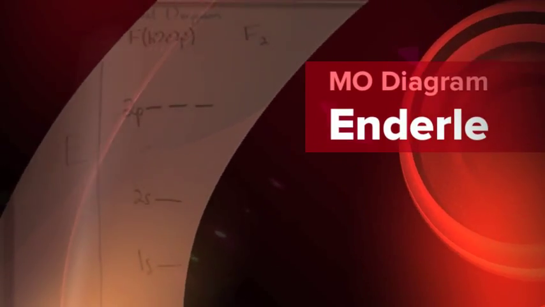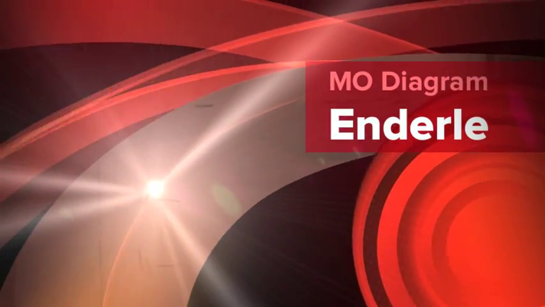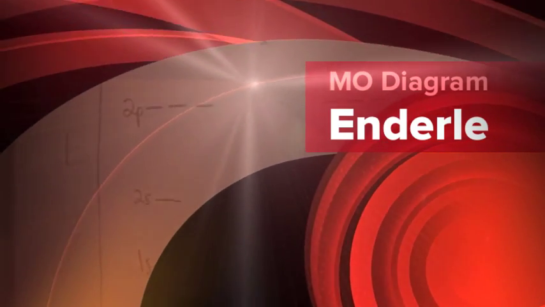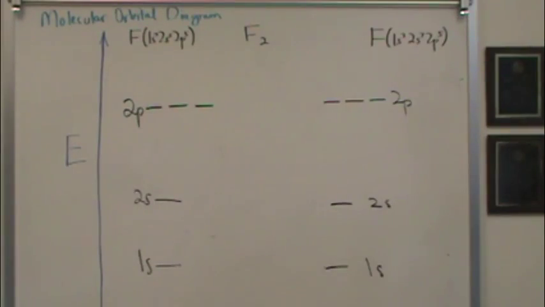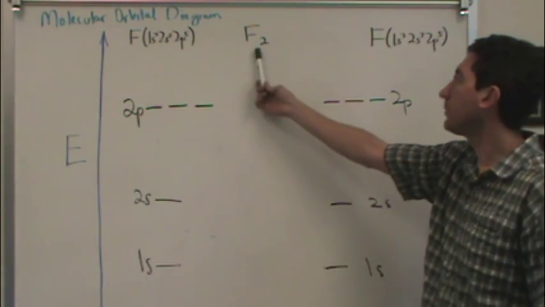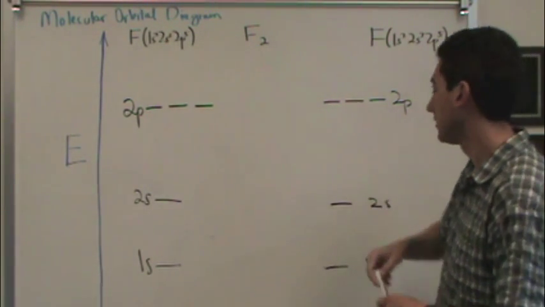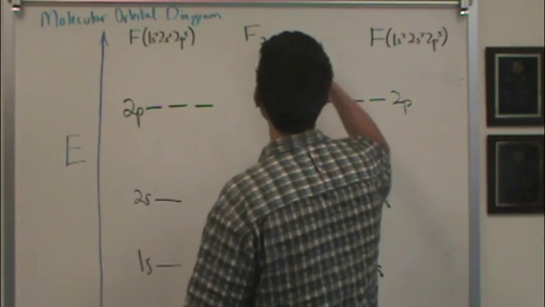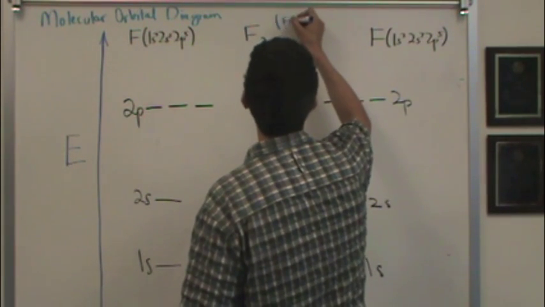These diagrams are helpful to draw out what's happening in a molecule with regards to what's bonding to what, where the electrons go, and what's the relative energy. In this case, in our example, we're going to draw an MO diagram for F2. Now you could draw the Lewis structure for it if you wanted.